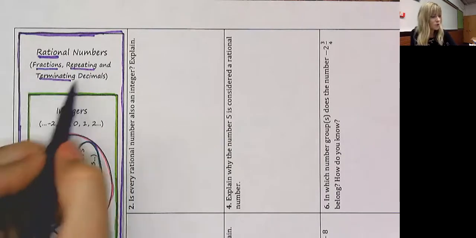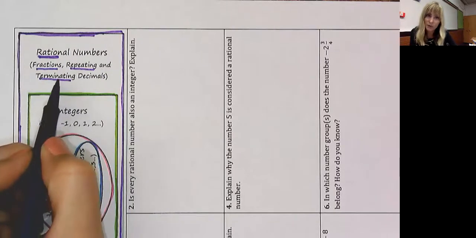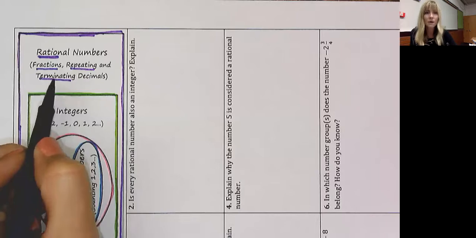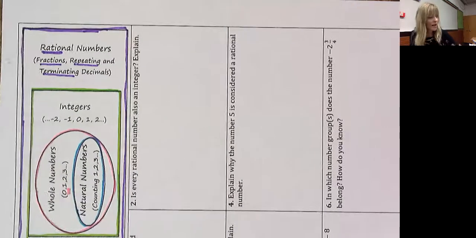Right now, what you need to understand is that anything that can be written in those forms, as a fraction, a repeating or terminating decimal, if it can be written that way, it fits in the rational number category. And it also, this purple box includes all of that.